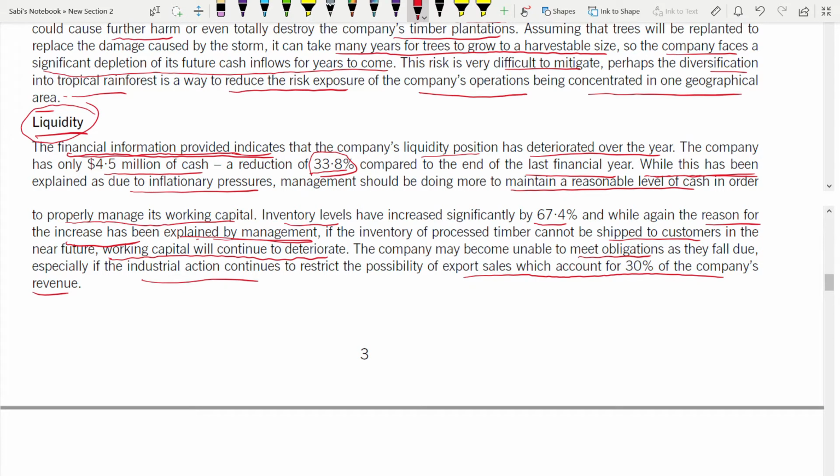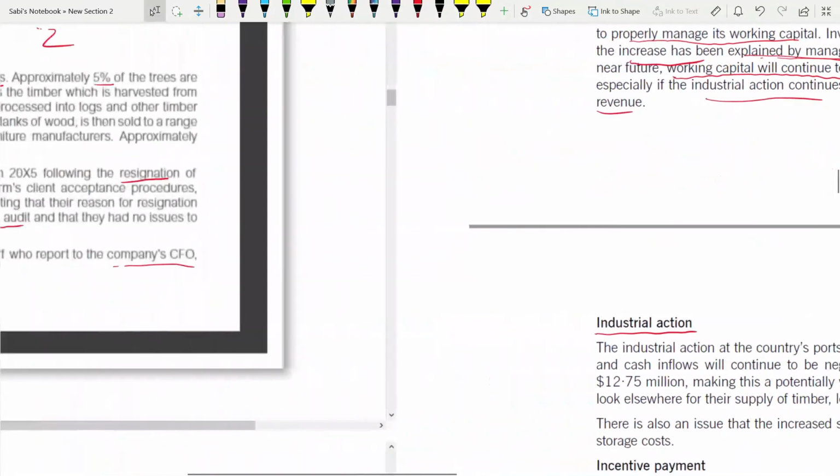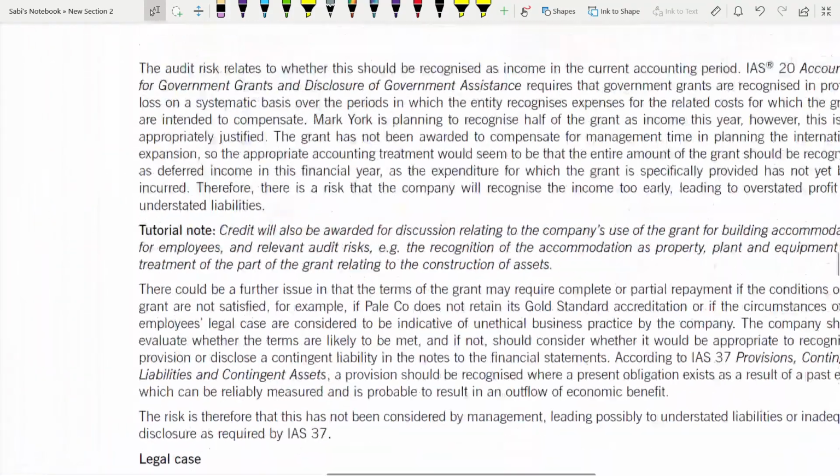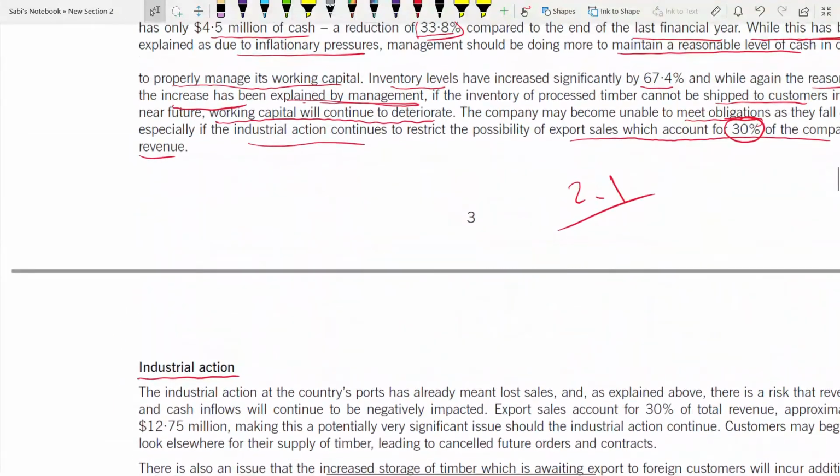inventory is increasing. Okay, because if you see the export sales, which accounts for 30% of the company's revenue, what is the amount of the sale that they have lost? 2.1. And what is the revenue? You have to go to exhibit 4. 42.5. So let me check with my calculator. 2.1 divided by 42.5. No, this is not the way, but it is 30%.